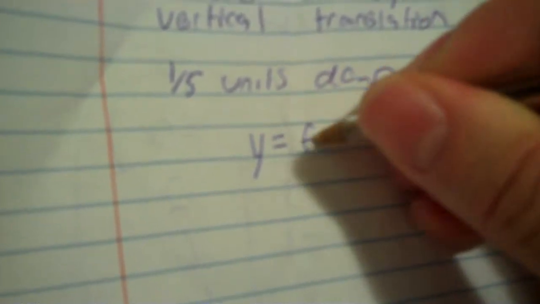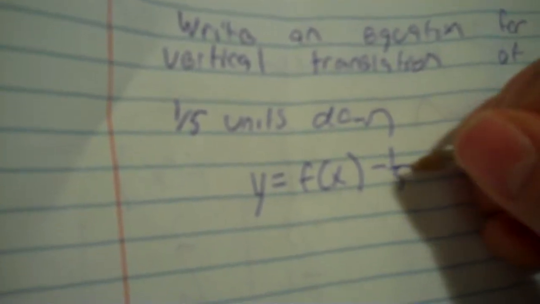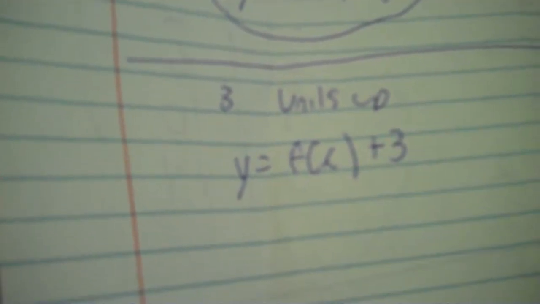All you're doing simply is adding or minusing 1/5 because it's going down. You just write y equals f of x, and then after the function you just minus 1/5 from it. It's essentially what you're doing here, just you don't have the table. Next one says 3 units up. So y equals f of x, and 3 units up means you just add 3 to all your outputs in the function.